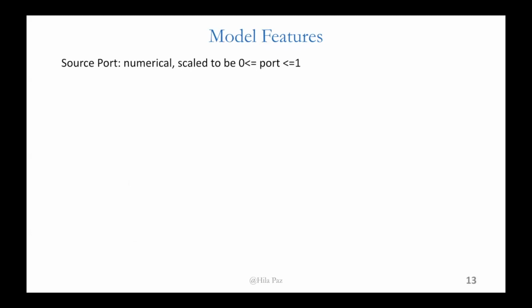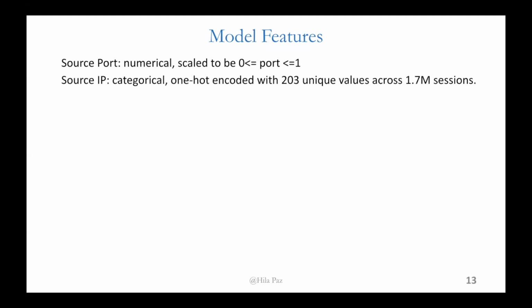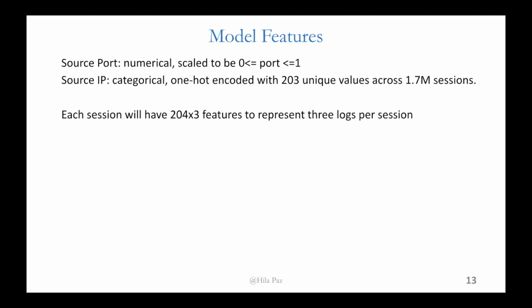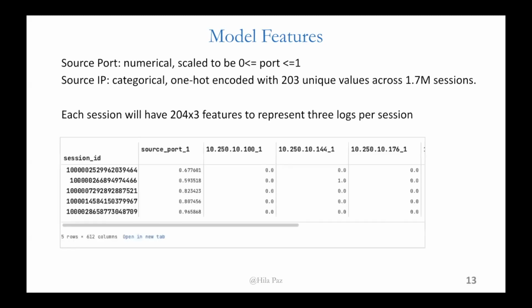We also have a second feature, the source IP, which is categorical. And we know that each session contains exactly 3 logs that we want to bind together. So we have 204 features times 3, which is a total of 612 features for every session.